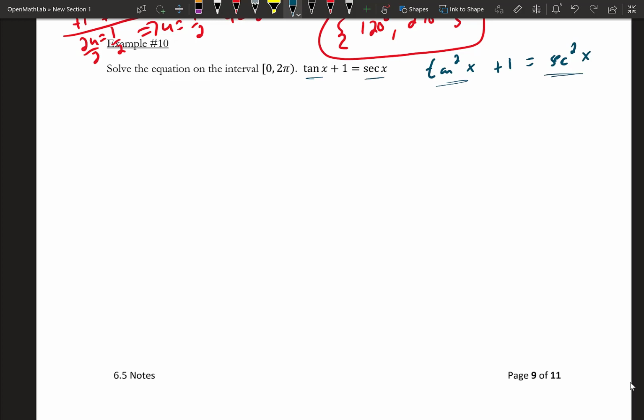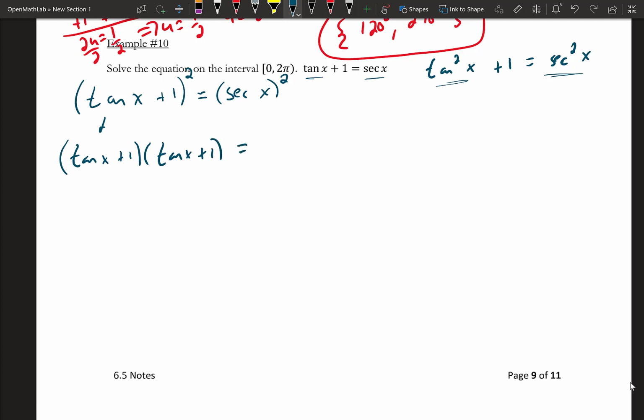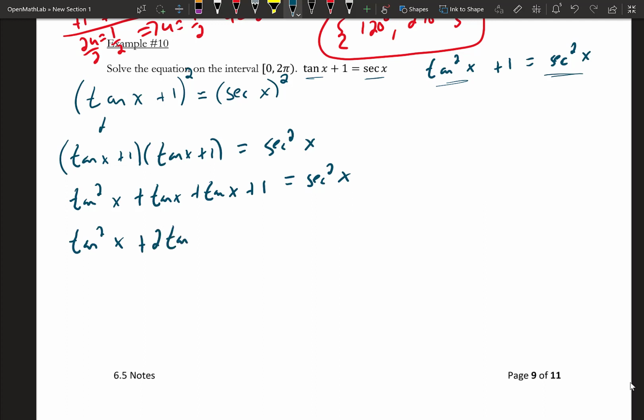So a tactic here is to take the equation tangent of x plus 1 equals secant of x, and square both sides of the equation. So this would be tangent of x plus 1 times tangent of x plus 1 equals secant squared x. Foiling the left-hand side, that would give me tangent squared x plus tangent of x plus tangent of x plus 1 equals secant squared x. So the left-hand side would be tangent squared x plus 2 tangent of x plus 1 equals secant squared x.